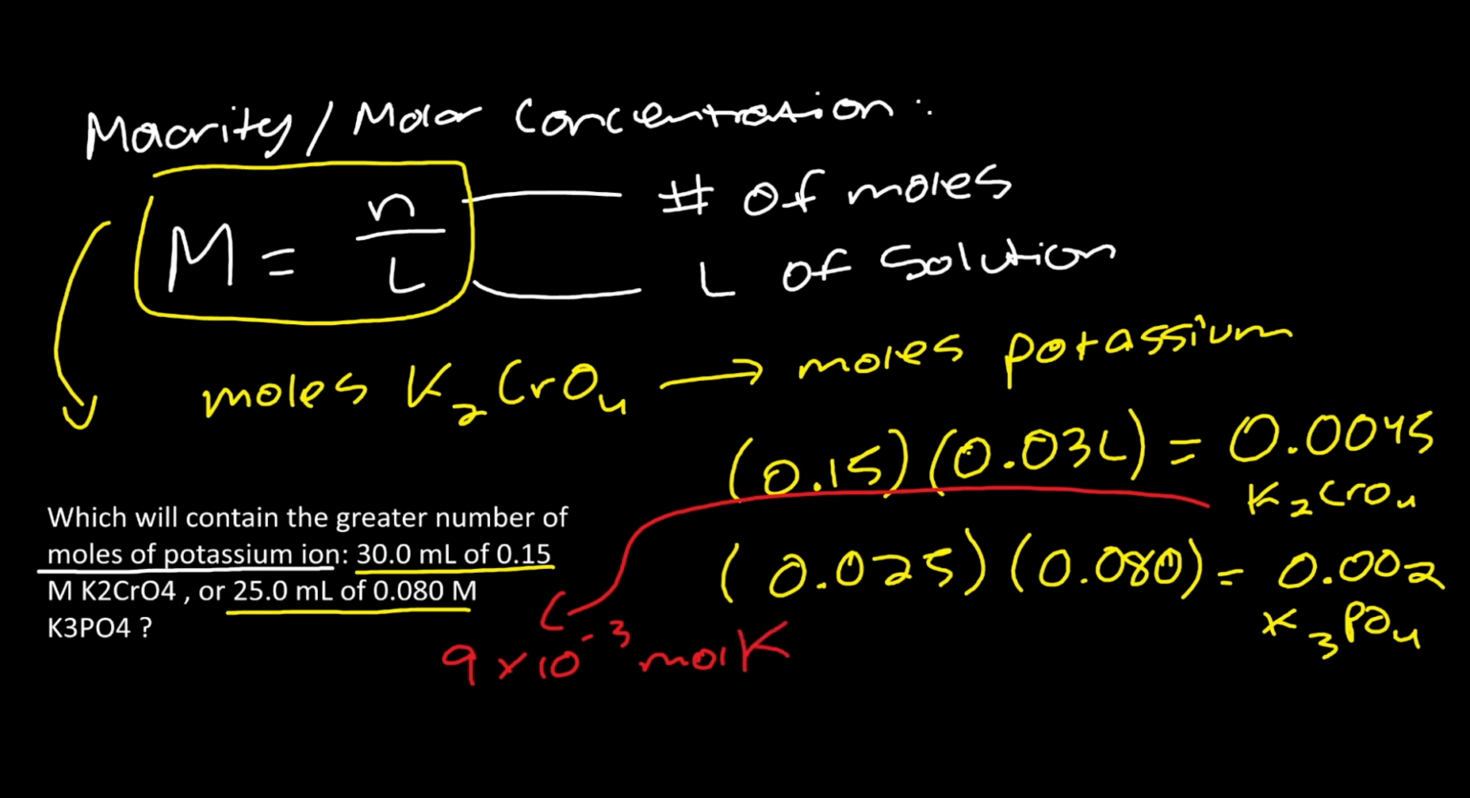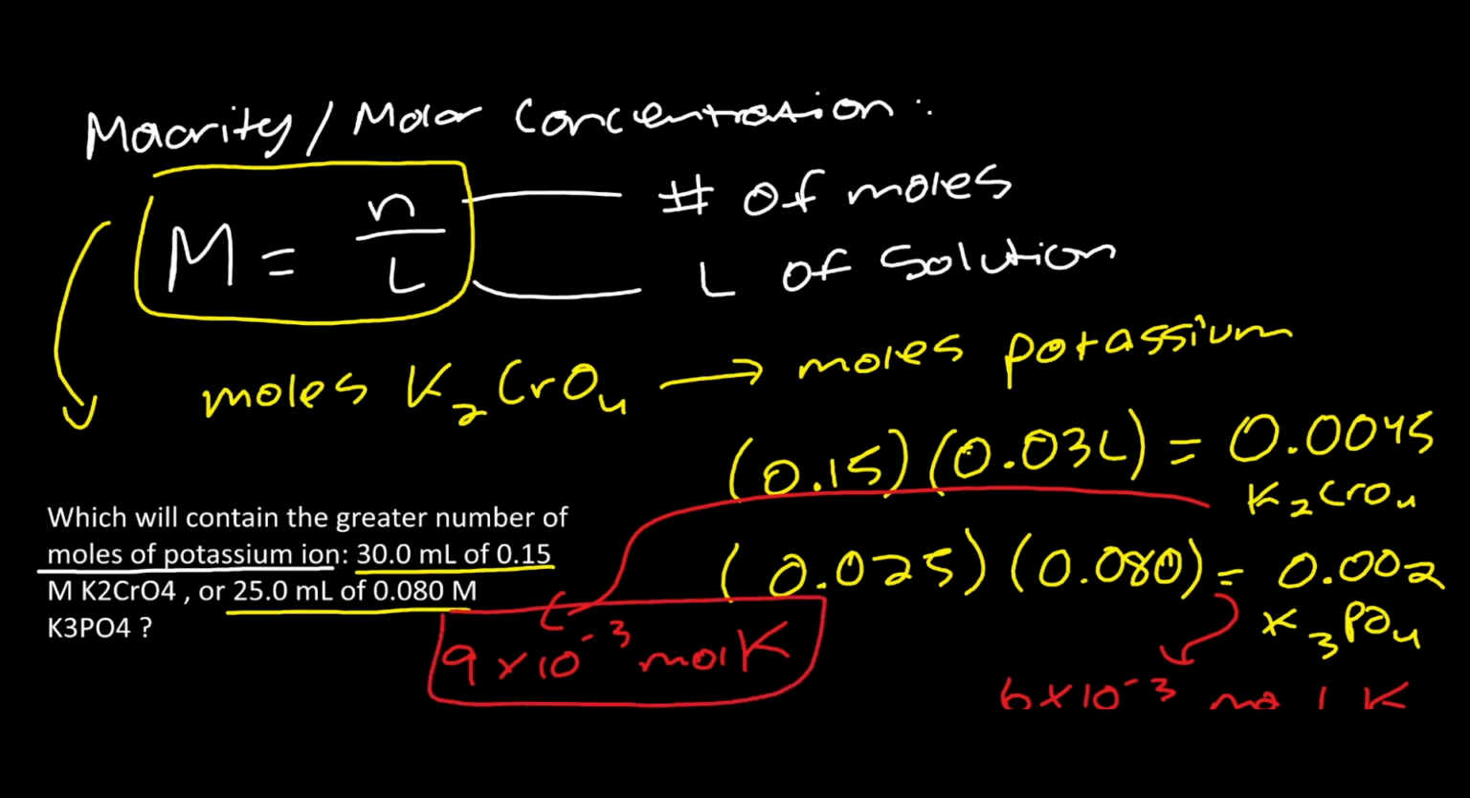So this will be moles K. Then we take the one over here, and we see for every mole of K3PO4 we have 3 moles of potassium. So we multiply by 3 over 1. 0.002 times 3 gets us 6 times 10 to the negative third moles of K. As we can see from our calculations, this solution of K2CrO4 gives us more moles of potassium.